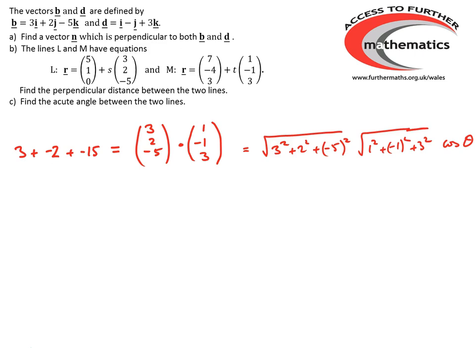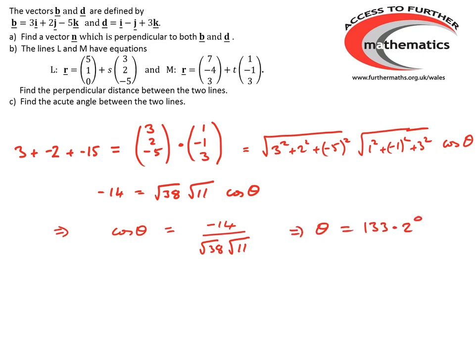And we also know, though, that the scalar product is the length of the first vector times the length of the second vector times the cos of the angle in between the two vectors. So we have -14 equals root 38 times root 11 times cos theta. So cos theta is -14 divided by root 38 root 11, which tells me the angle between the two vectors is 133.2 degrees. The angle between the two lines is 133.2 degrees.